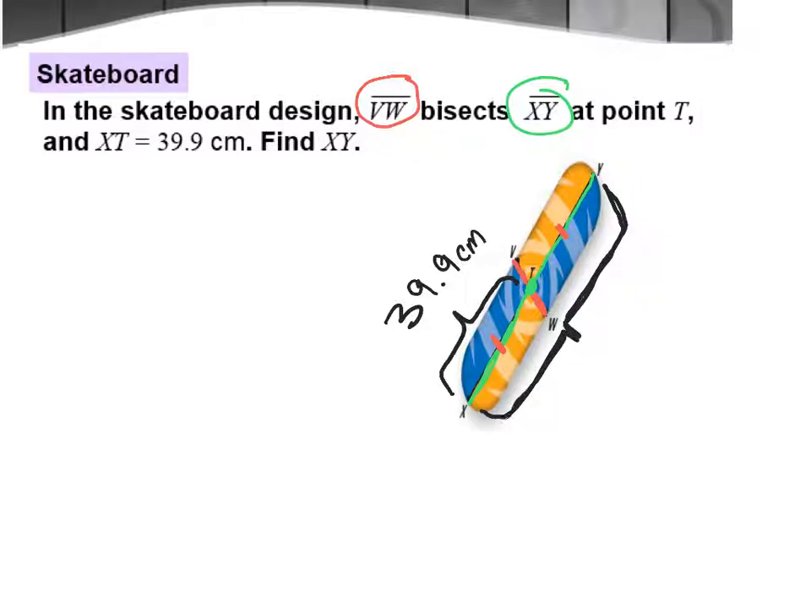Now, the piece of information they told me is that green line has been bisected. It has been cut exactly in two. So talk to me about strategies using that information. Yes, ma'am? You would multiply 39.9 times 2 to find the value of W.